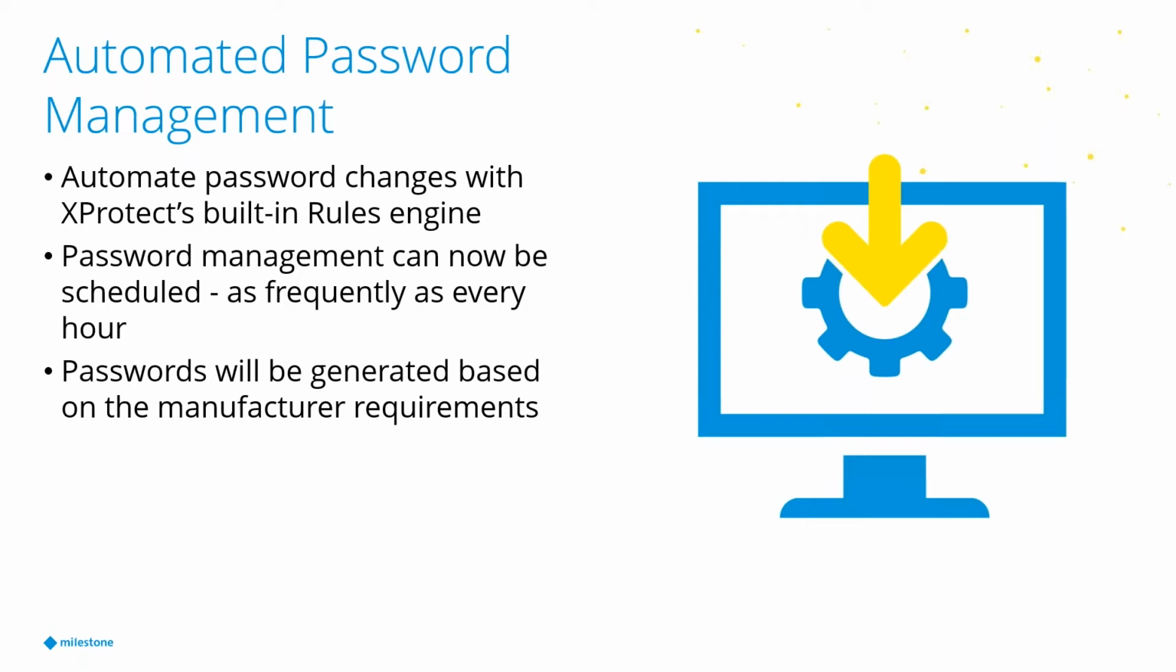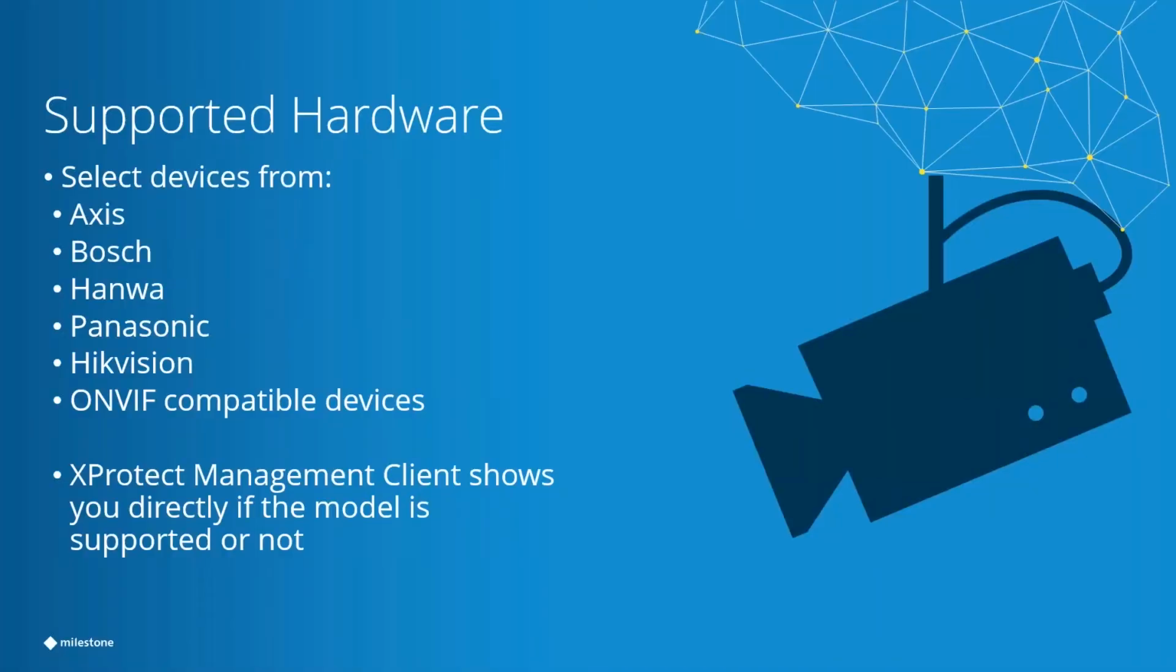I've mentioned a few times now that the devices need to be supported. You can go to our website and look at our supported device list, and in those device lists you will see which devices specifically are supported. Right now, the manufacturers that we support password management on are Axis, Bosch, Hanwha, Panasonic, Hikvision, and then ONVIF conformant devices. So if you've got a model of device that you're putting in place and you want to know whether it supports password management, you can take a look at that supported device list and it will display whether this model does or does not support it.